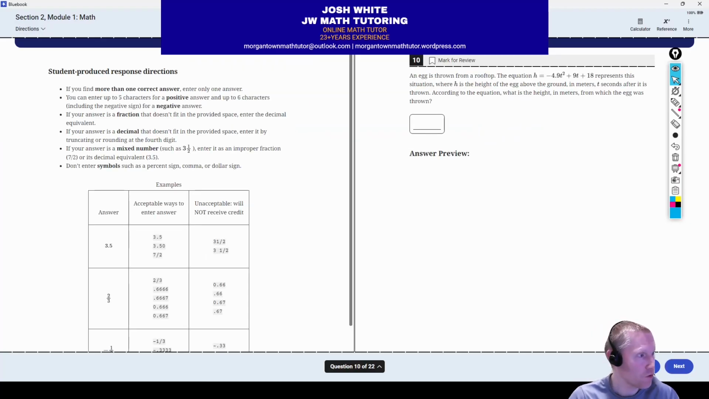All right, next up we have the first student-produced response, question number 10. You're given this quadratic function about the height of this egg above ground, and they want to know the height that it was thrown from. So the initial height is basically going to be the height when the time, or t, equals 0. So you just plug in 0 for t. This all turns to 0, this all turns to 0, and it's just automatically 18. Okay? And just as a shortcut, that's going to be true for any quadratic function. The initial height is always just the constant you see added at the end, with no variable attached to it.